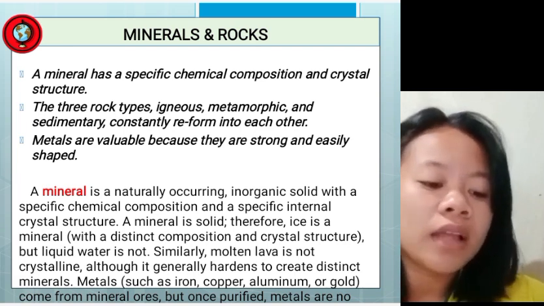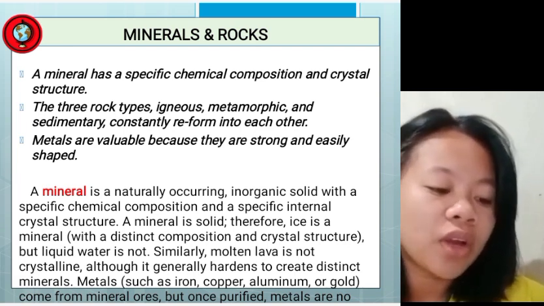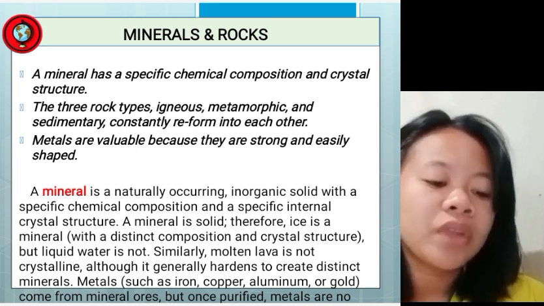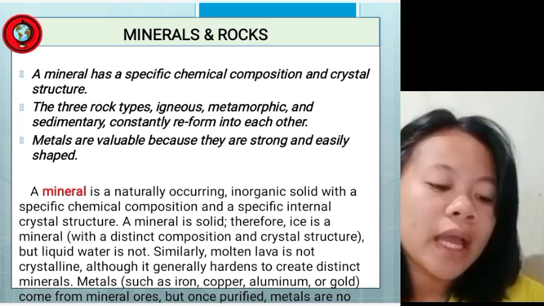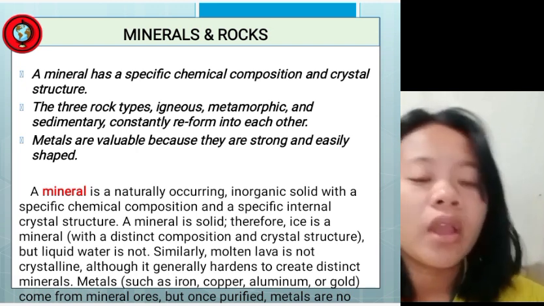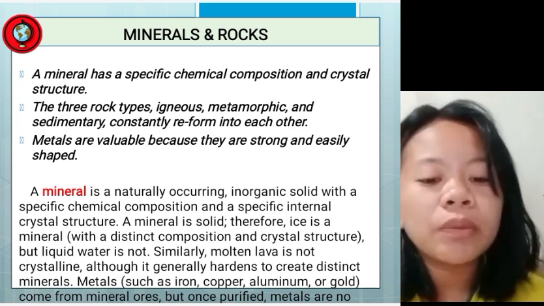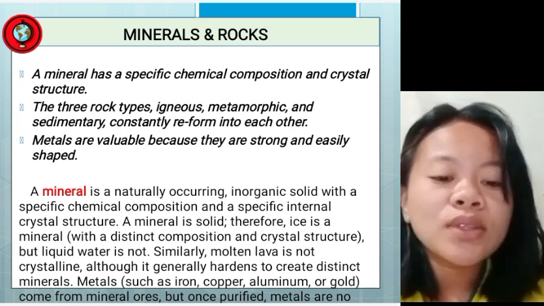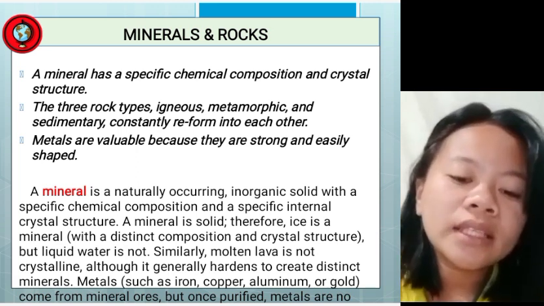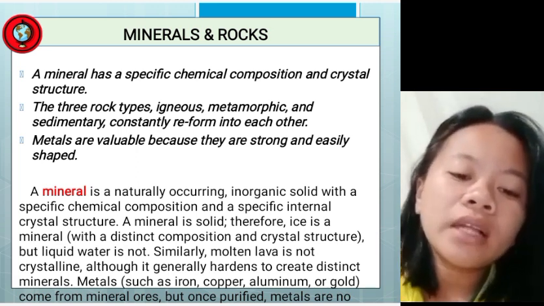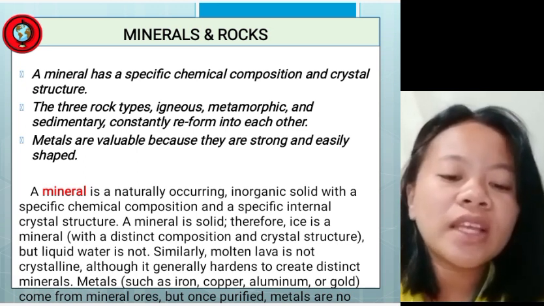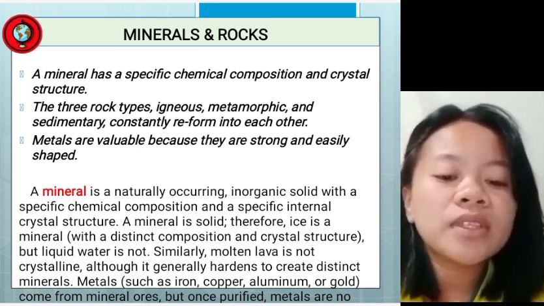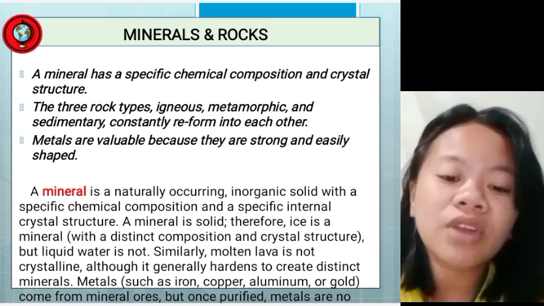A mineral has a specific chemical composition and crystal structure. The three rock types, igneous, metamorphic, and sedimentary, constantly reform into each other. Metals are valuable because they are strong and easily shaped. A mineral is a natural occurring inorganic solid with a specific chemical composition and a specific internal crystal structure.